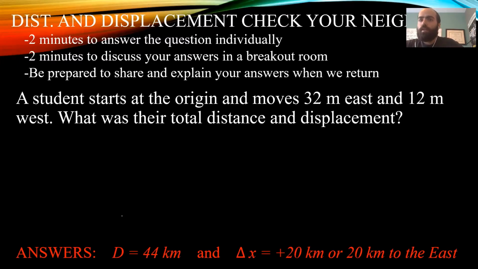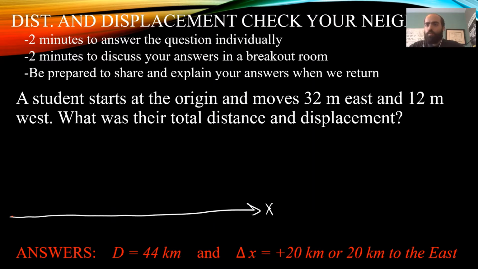Just to make sure that we're getting the answer right, what you would want to get is that the distance was 44 kilometers and the displacement was 20 kilometers in the positive direction, or you could also say that it was 20 kilometers to the east. So let's think of a couple different ways that we could answer this question. It's one-dimensional motion, so one way that you could answer this is you could draw your coordinates.